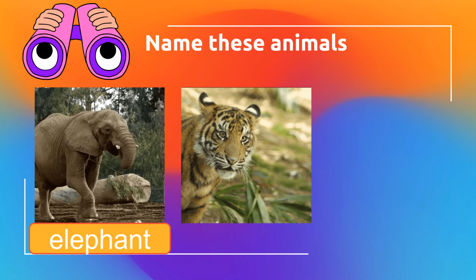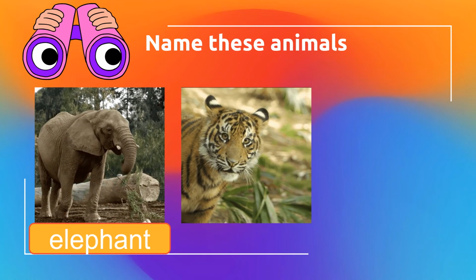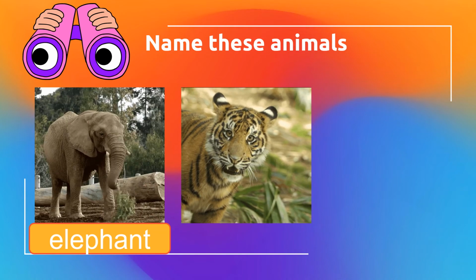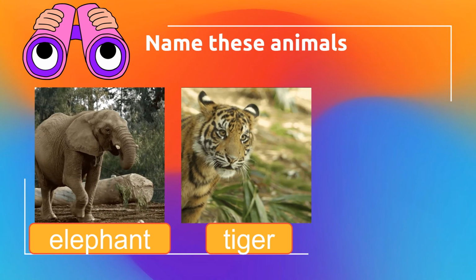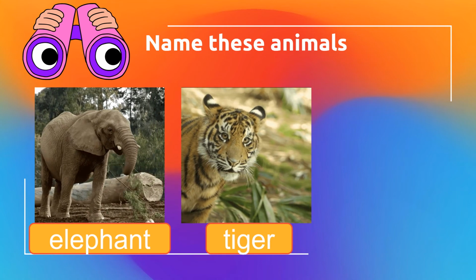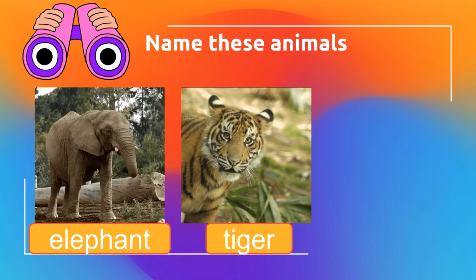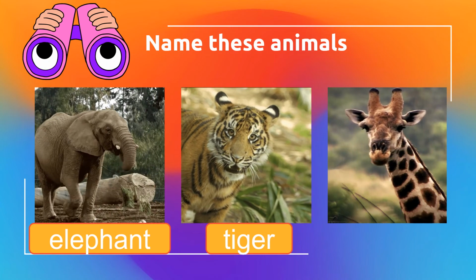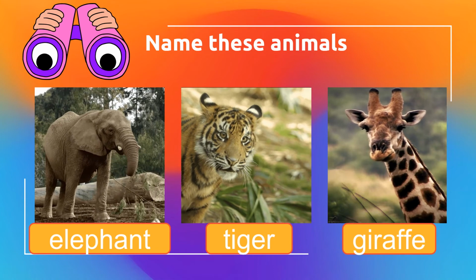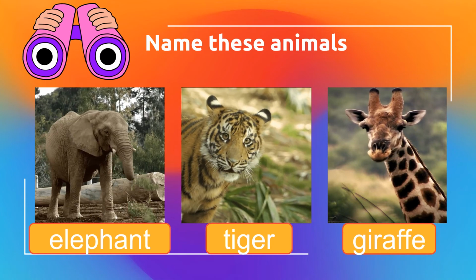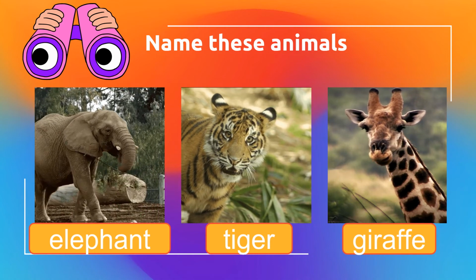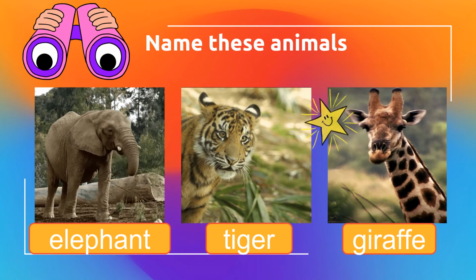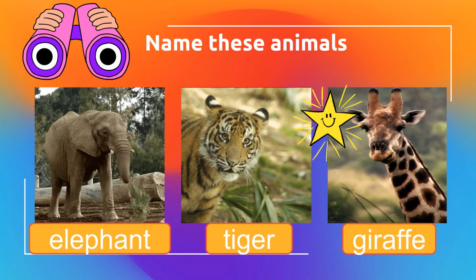Let's see. I think I know the name of this animal. Can you help me? Yes, this animal is a tiger. Let's look again through our binoculars to see another animal. That's a really tall giraffe. Did you guess all the names of these animals correctly? Elephant, tiger, giraffe? Those words are all nouns. Good job, kindergarten. You have earned yourself a sticker.